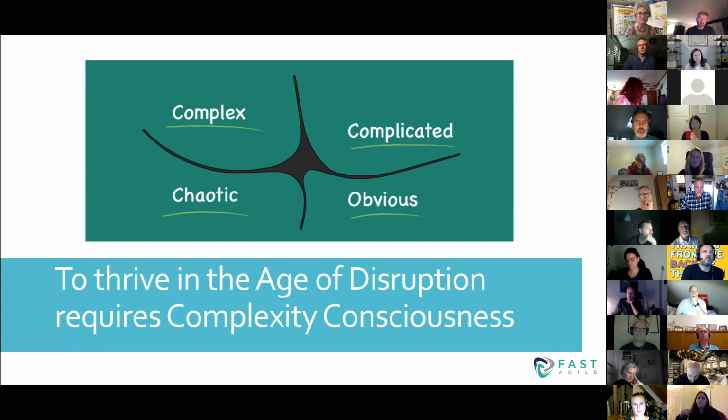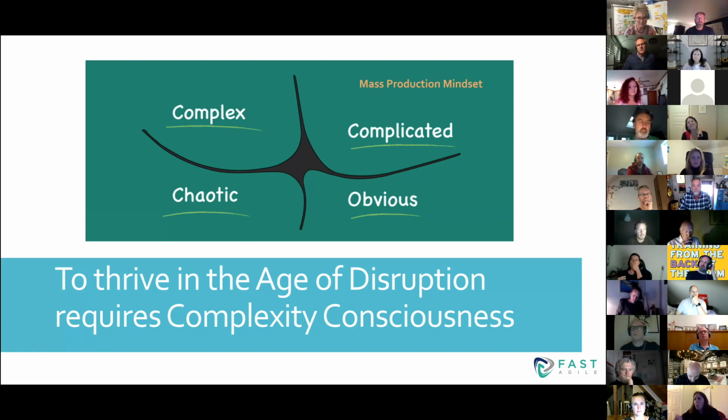So to thrive in this age of disruption requires a new way of thinking. And the people that can think that way are making the transition. So we're going from the mass production mindset, which I think fits in the complicated space. This is the Cynefin model. I'm hoping most of you are familiar with it. I'm not going to talk too much about it because that's a whole topic in itself.